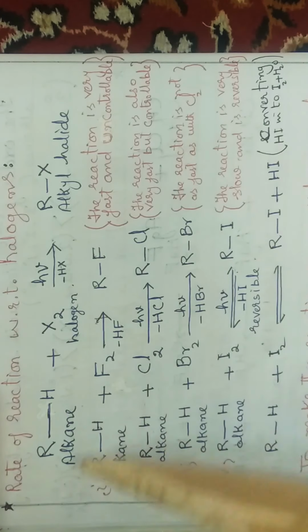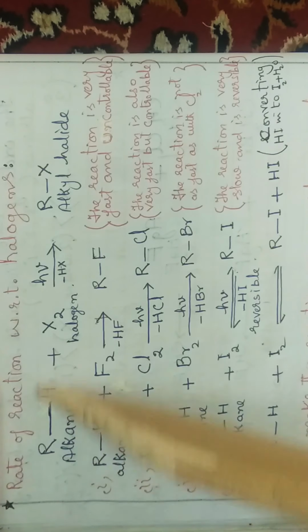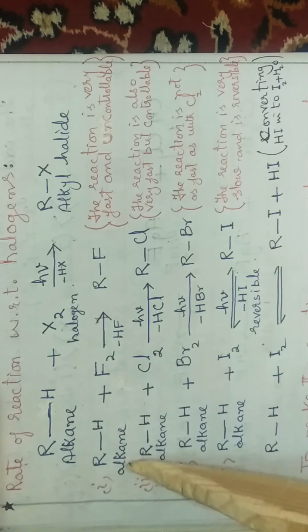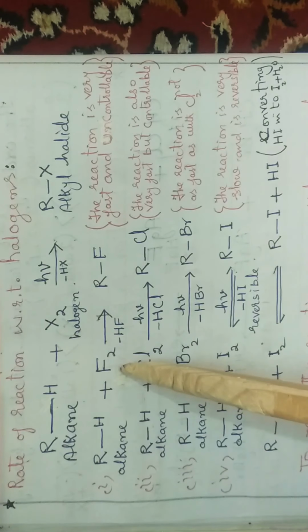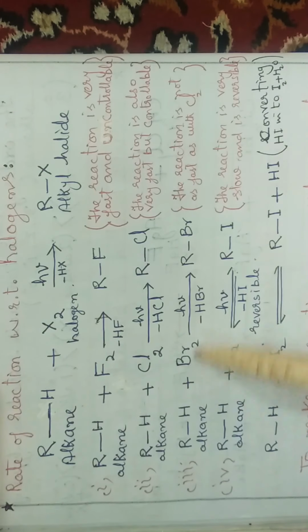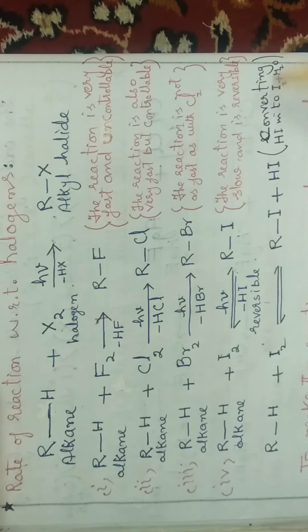We are supposed to discuss the rate of reaction with respect to halogens. So the reaction of alkane with fluorine is the fastest reaction and is uncontrollable. The second one is very fast but is under control. The third one is slower than the first and second. And with iodine, it is very slow and is reversible.